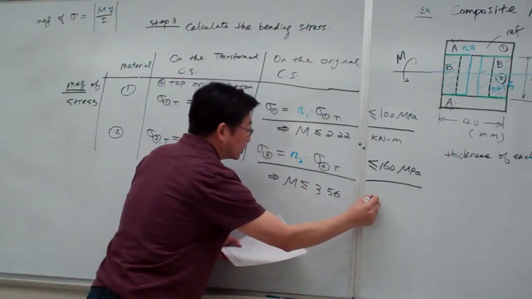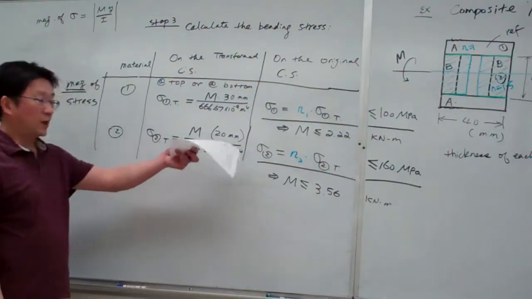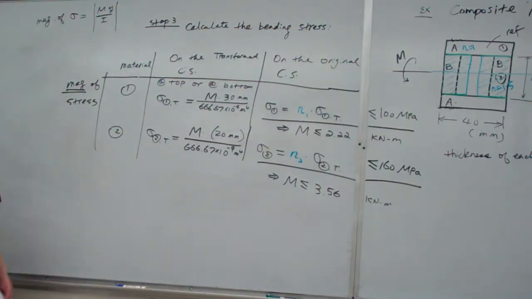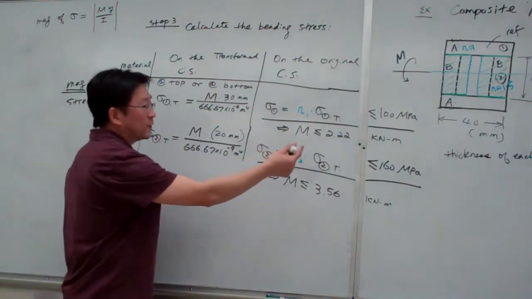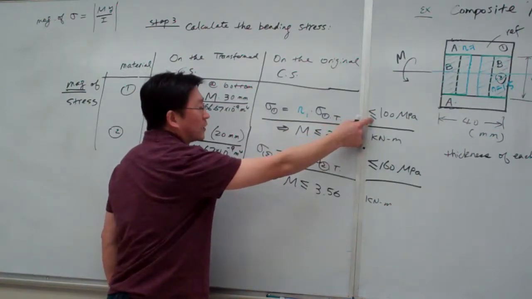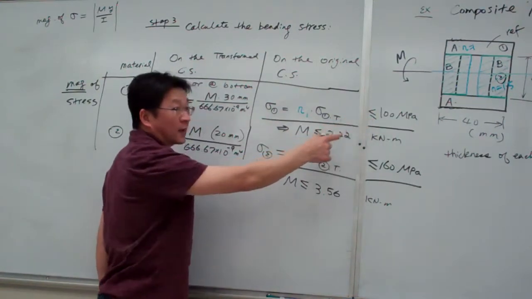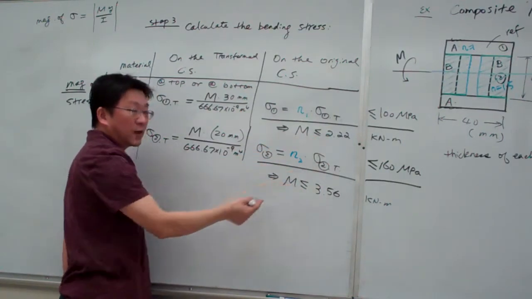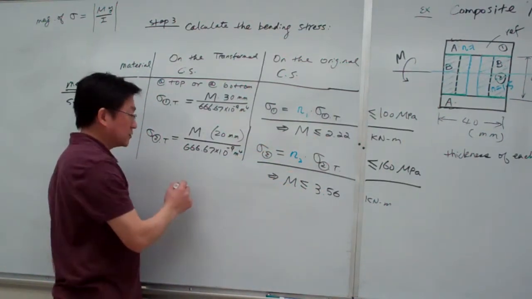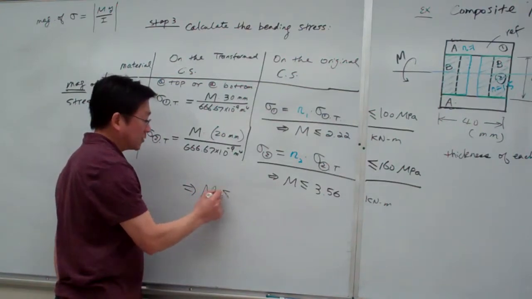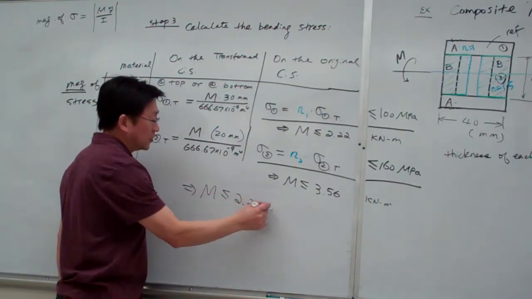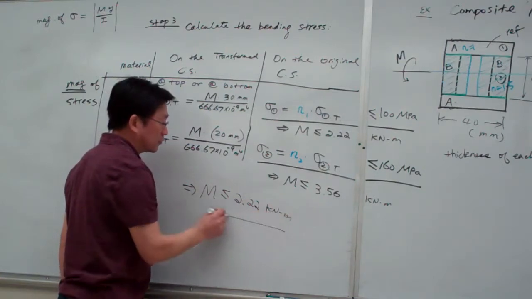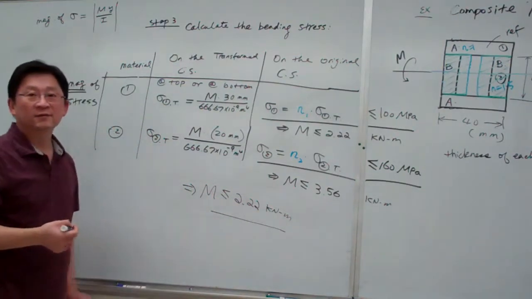And from this equation, then you can find the M is lower than or equal to 3.56 kilonewton per meter. So here we have two numbers, and you can see, I prefer I use the less or equal sign, because in the final step that can clearly tell me which number I should go forward with. Okay, so that means here we can see M should be less than or equal to 2.22 kilonewton per meter. So we pick this number.